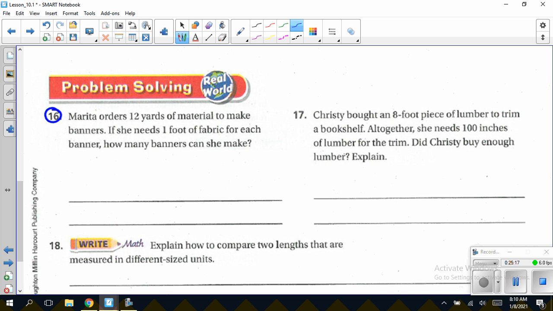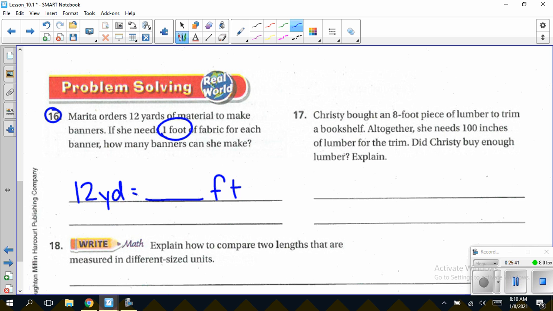So if we have 12 yards of material, and I need that in feet, I'm going to be converting 12 yards into feet. And however many feet that is, that would give you the total number of banners, because if you recall, 1 foot per banner.